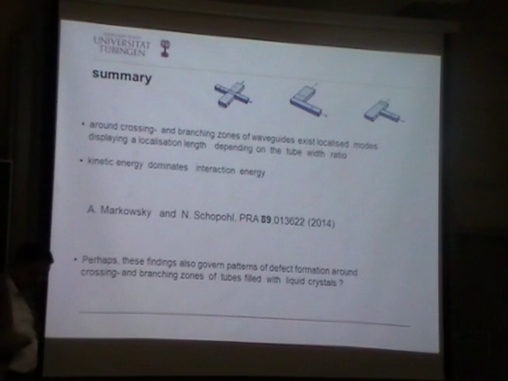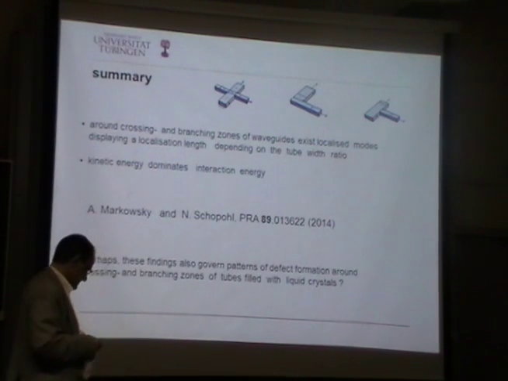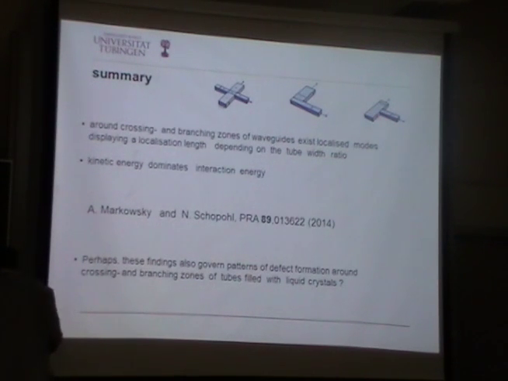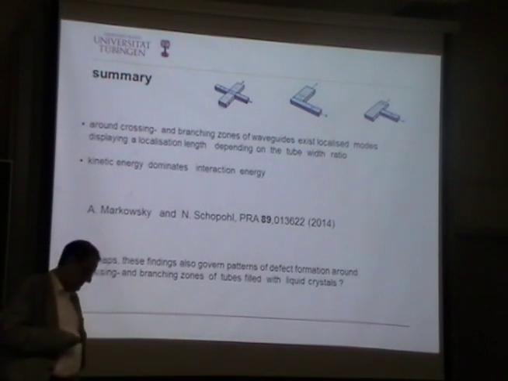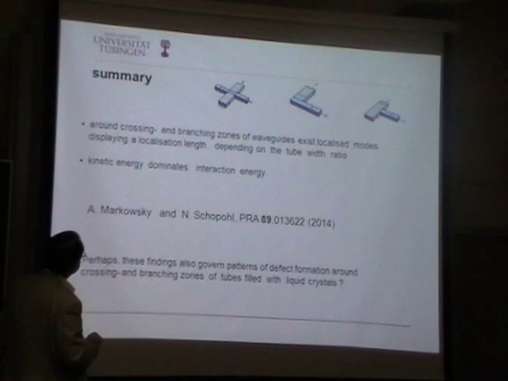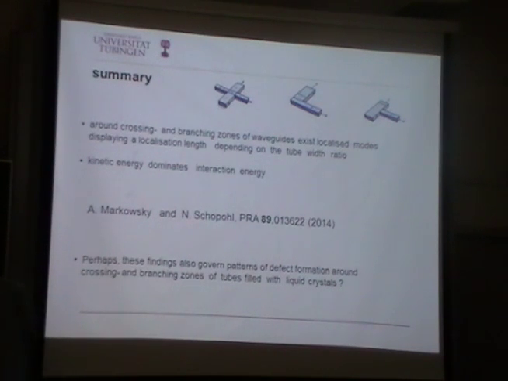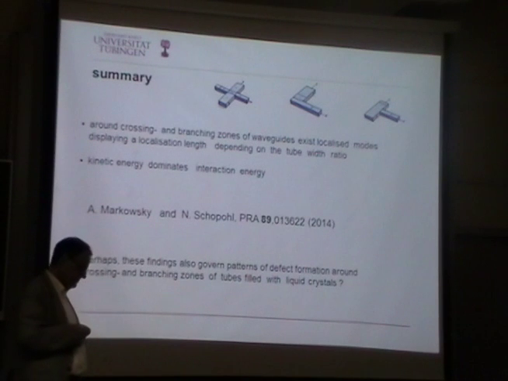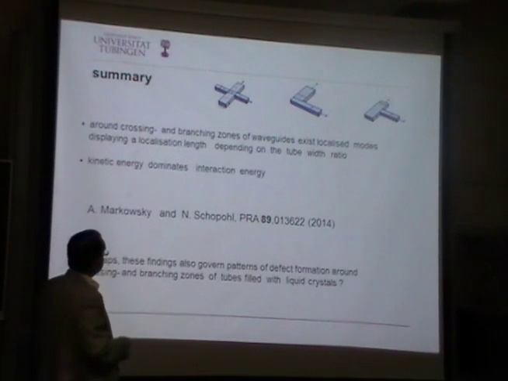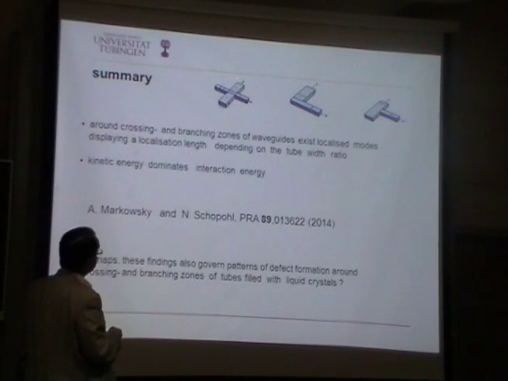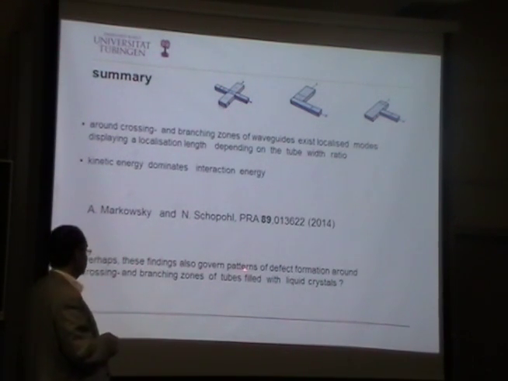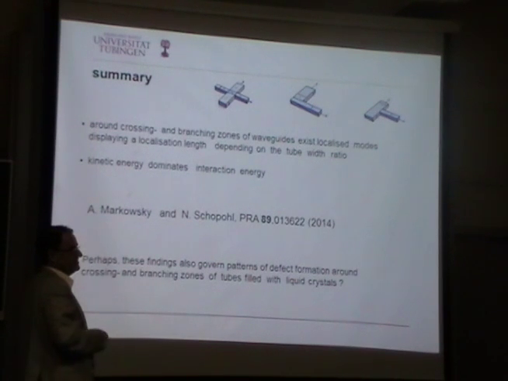Okay, so let me summarize that the existence of these trapped or bound states around branching zones depends on the tube width ratios. And these are the findings presented for a Laplace operator obeying Dirichlet boundary conditions. If I now generalize the Laplace operator to something that twists around, let's say, a tensor, I wouldn't be too surprised if similar phenomena could be found, perhaps governing the patterns of defect formation around crossing and boundary zones. I think with these remarks I should stop.